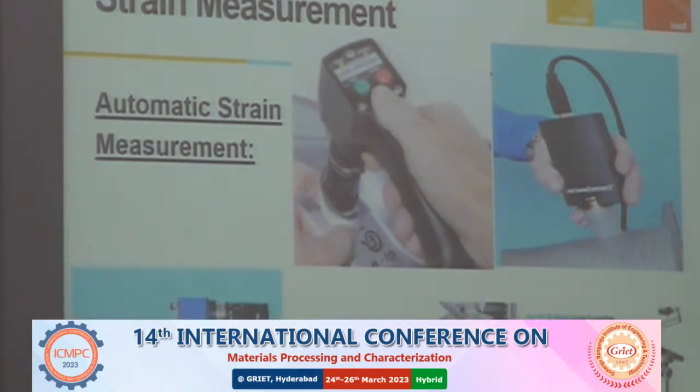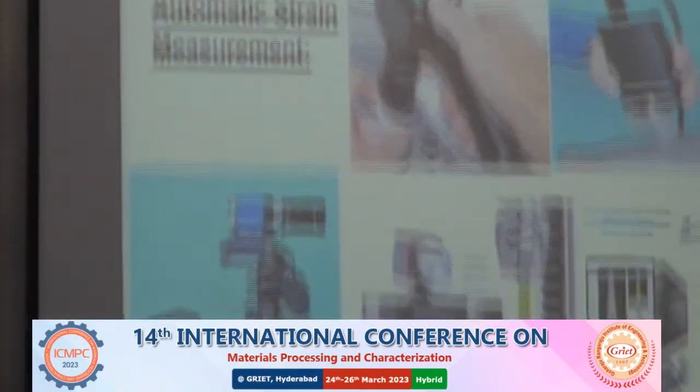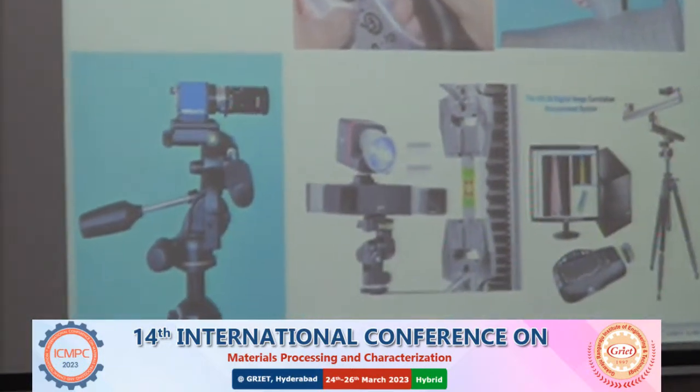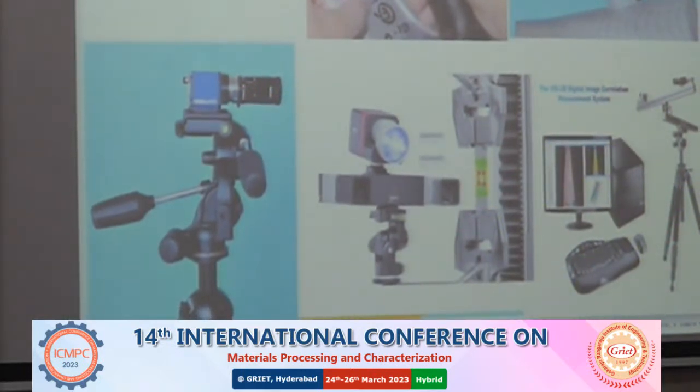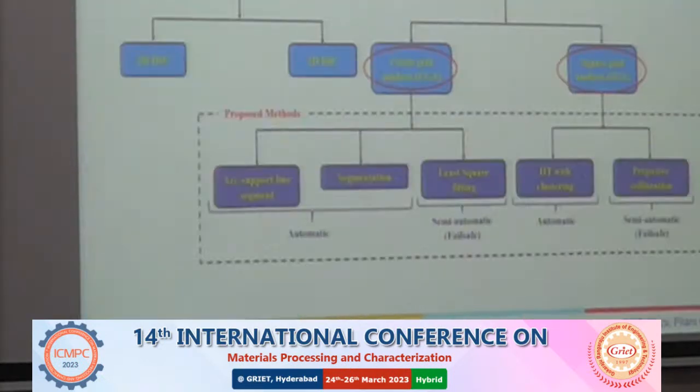Similarly, in 2D DIC systems, people use a camera. They will apply the speckle pattern, I will show you in the coming slides, and those images will be analyzed for measuring the strains. These are the 2D and 3D DIC systems. People use this kind of systems.